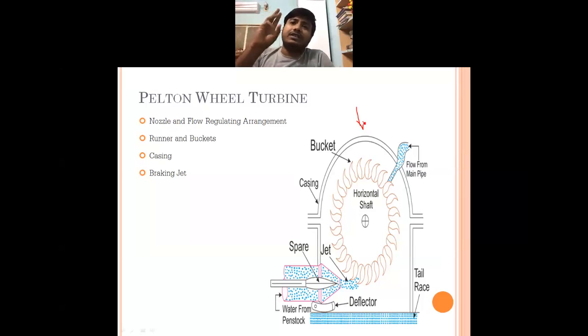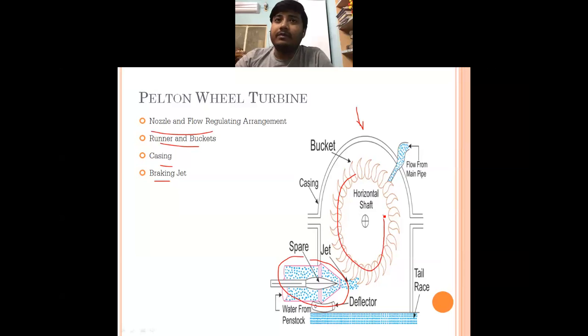It has four parts. One is the nozzle and flow regulating arrangement, then the runner and the buckets, then the casing, and the last one is the braking jet. So here you can see this one is the nozzle and the flow regulating element, then the runner and the buckets, then this is the casing, and this one is the braking jet.